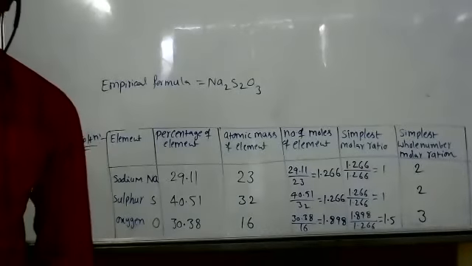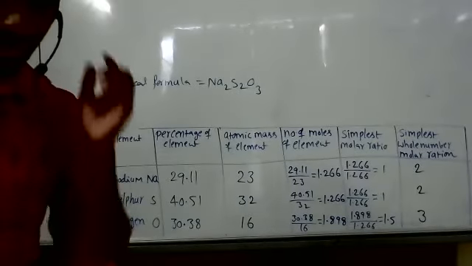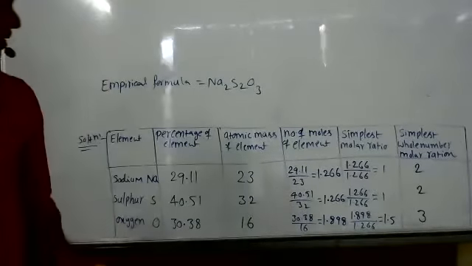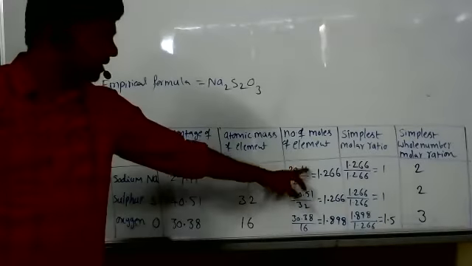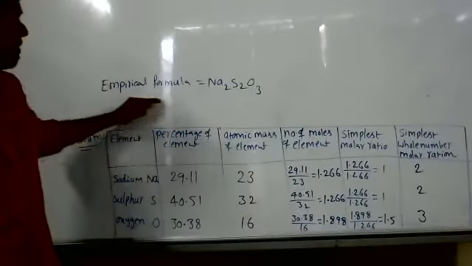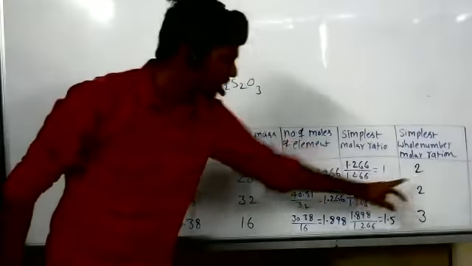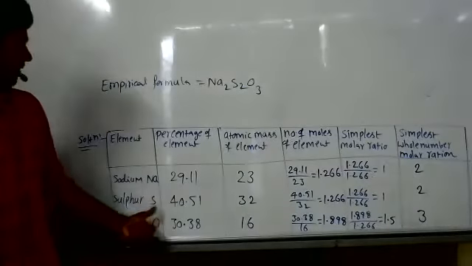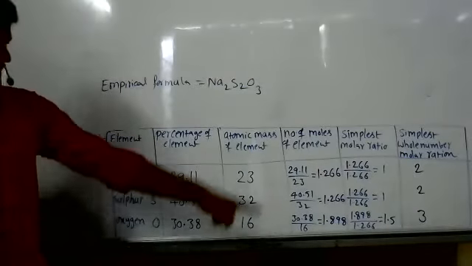Sir, I got disconnected. How did you calculate the empirical formula? Till where did you calculate? Sir, I finished the table. Then write the empirical formula. Here sodium is 2 atoms, sulfur also 2 atoms, oxygen is 3 atoms. Okay, sir.